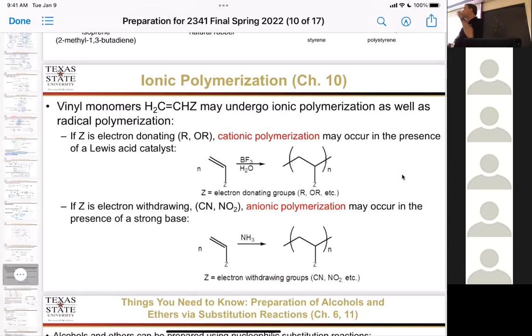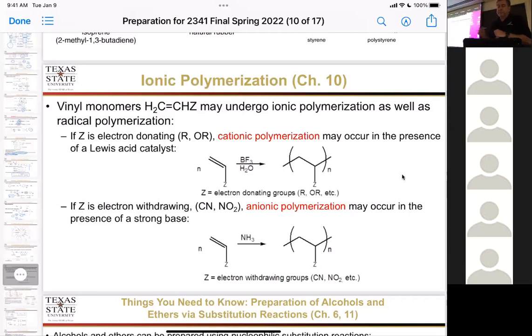So let's think about the structure of our carbocation, right? It's sp2 hybridized with an empty p orbital. The radical is sp2 hybridized with 1 electron in the p orbital. And the anion is sp3 hybridized with 2 electrons in the hybridized orbital. But it's got 2 electrons, and therefore it makes it nucleophilic, and therefore it will continue the polymerization.